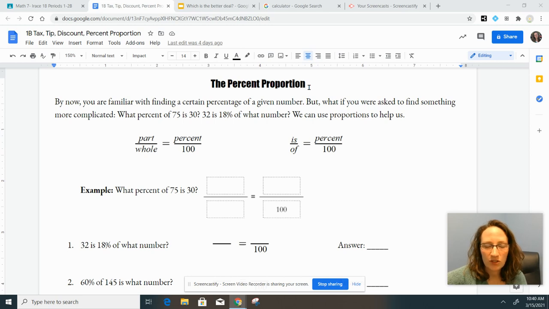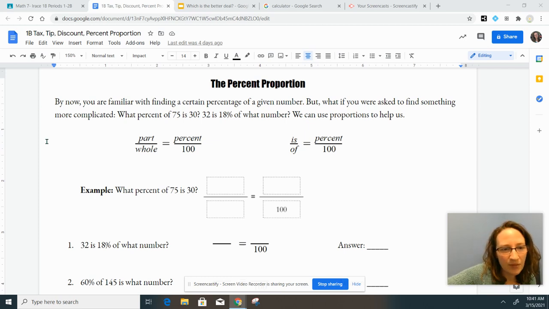So if you have finished your tax tip and discount work on pages 1 and 2, you're going to scroll down to page 3. And again, just like usual, if your answers had taken up a little bit more space, it's possible that you have some blank space in your notes, and this may have gotten pushed to page 4. But you're looking for what you see on the screen, this percent proportion header on your page here. And I'm just going to go through a few examples with you, and that should give you plenty of time to fill in the notes that I'm doing with you now, and then maybe give a few of these a try before the end of class today.